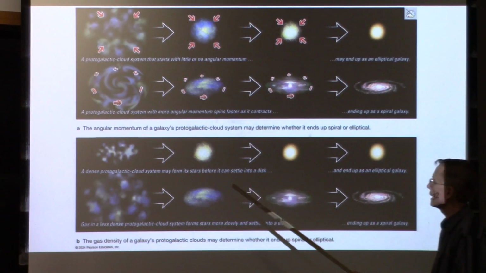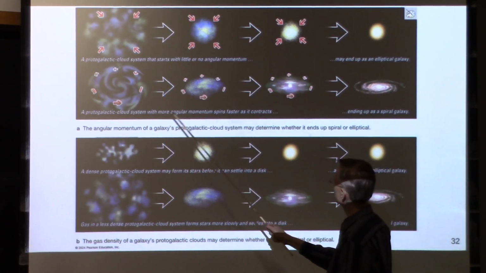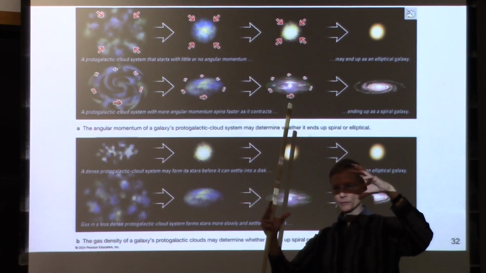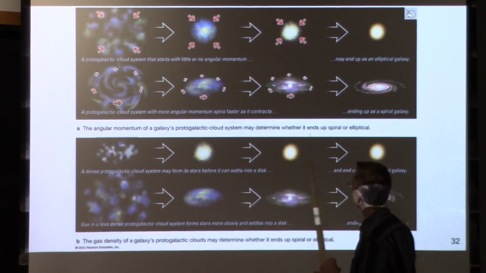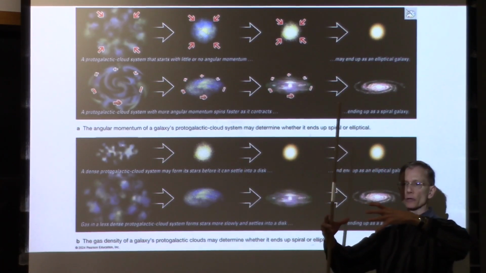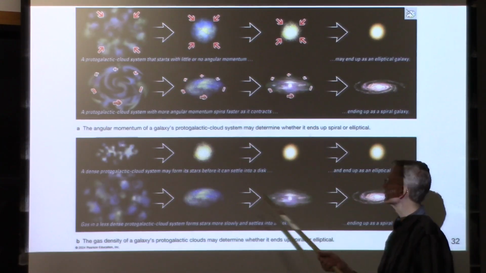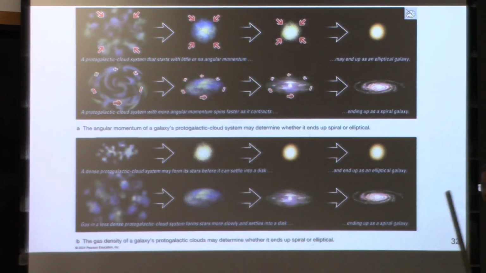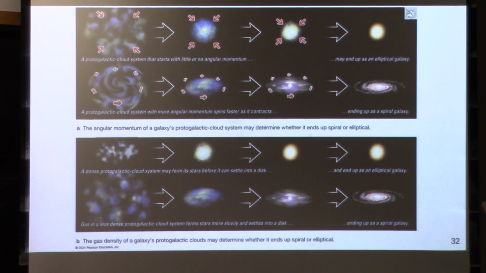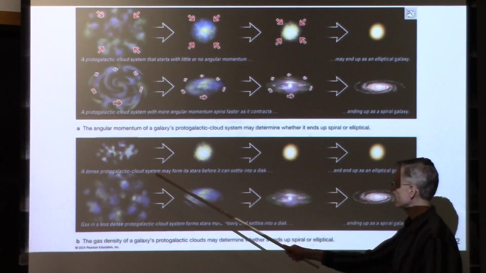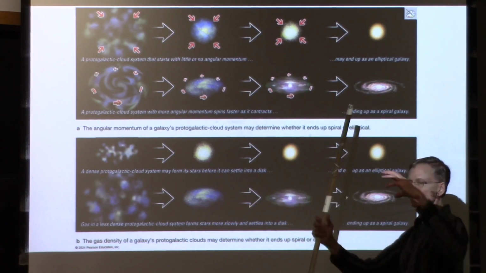Whereas a protogalactic cloud system with more angular momentum will spin faster and faster as it contracts. Conservation of angular momentum. It will tend to form a disk as a result of that, ending up as a spiral galaxy. So that's one idea, is higher angular momentum makes spirals, lower angular momentum makes ellipticals. But it could be about the gas density too. A dense protogalactic cloud system may form its stars before it can settle into a disk.